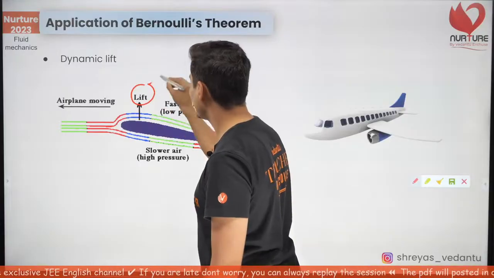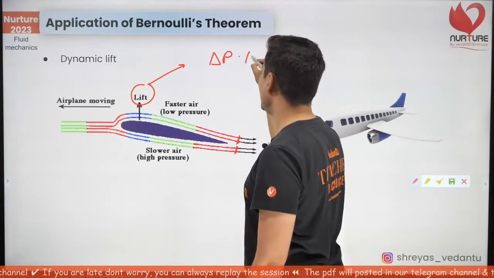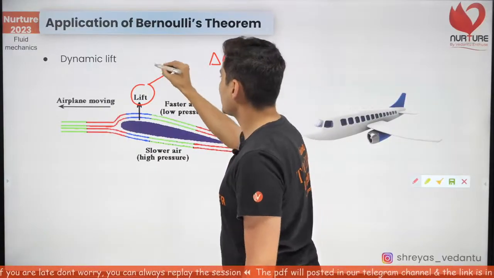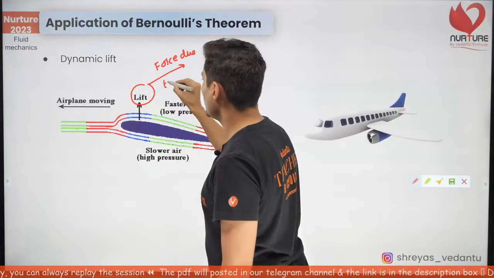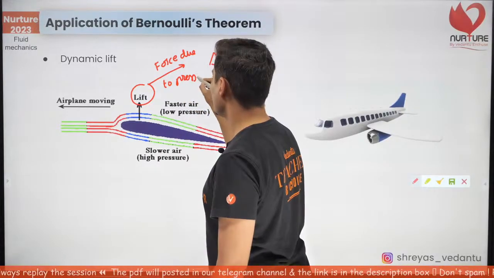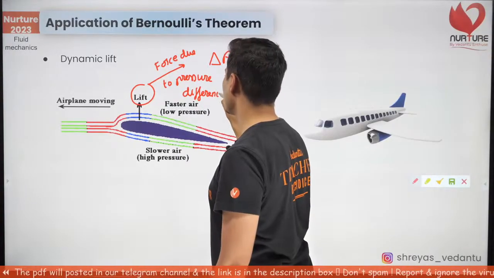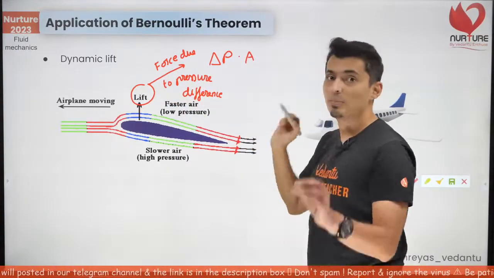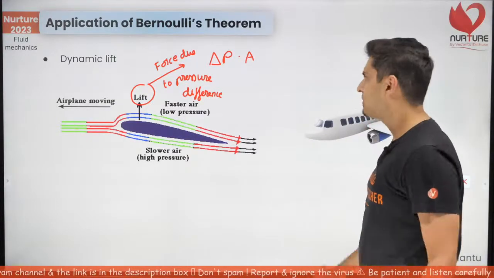So this lift is basically due to the pressure difference into area. Because lift is nothing but the force due to the pressure difference. So this lift is the pressure difference into the area. If you want to calculate the pressure difference, it's very easy.